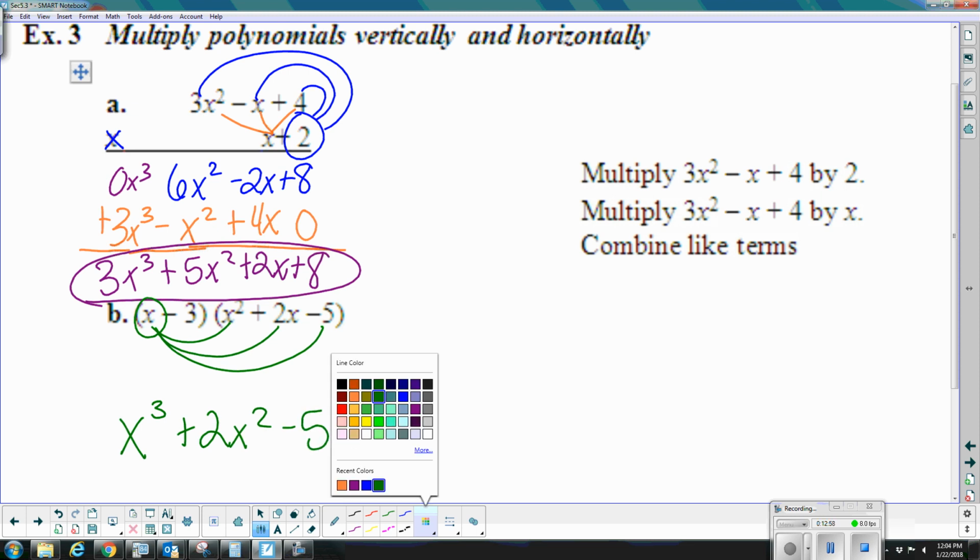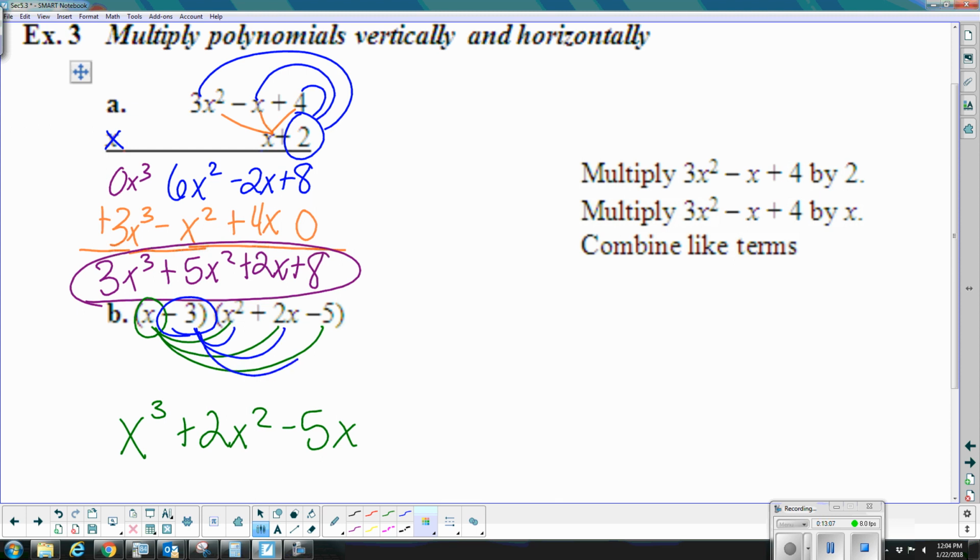And then you're going to do the same thing with your negative 3. Multiplied by each term in the second polynomial. So negative 3 times x squared is negative 3x squared. Negative 3 times 2x is negative 6x. And negative 3 times negative 5 is positive 15.